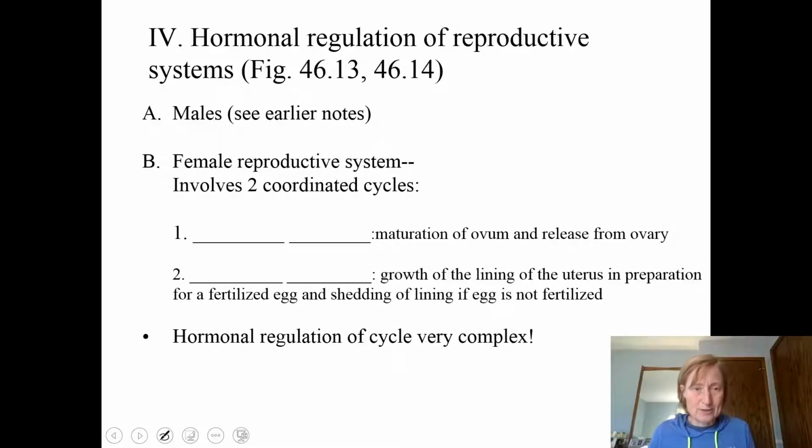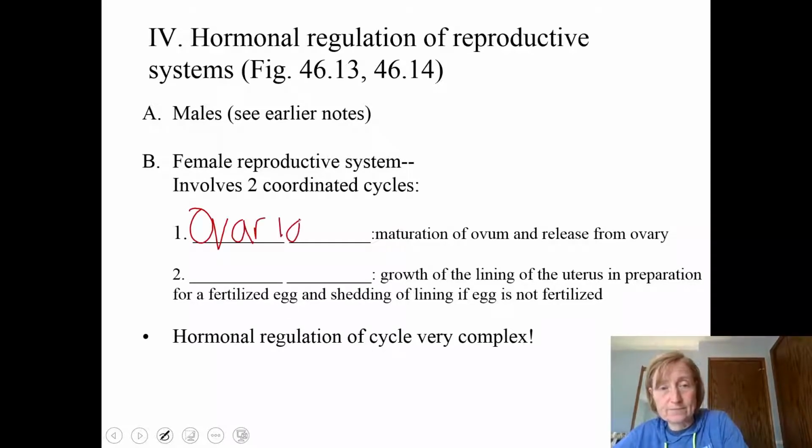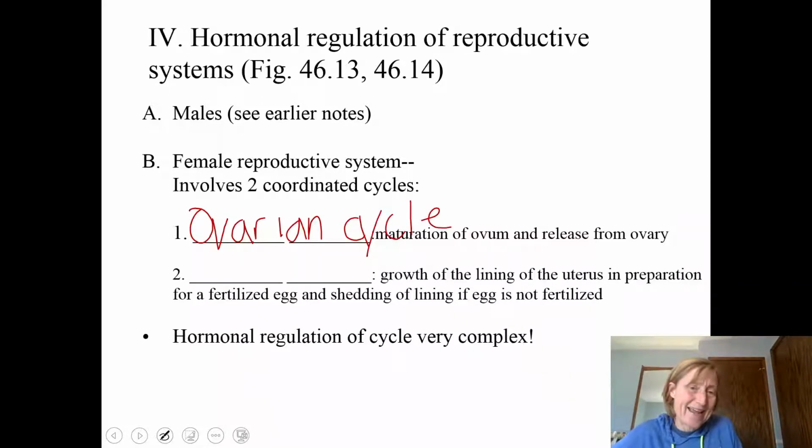Okay, so it turns out that the female reproductive system has to coordinate two cycles. It has to coordinate what's happening in the ovary, the maturation and release of the egg or the ovum from the ovary. That's called the ovarian cycle. That has to be tightly coordinated with what's happening in the uterus. If you're releasing an egg that could be fertilized, the uterus better be well prepared. It better have a thick, rich endometrial lining ready to go when the fertilized egg gets there, right? And so we call this the menstrual cycle or the uterine cycle.